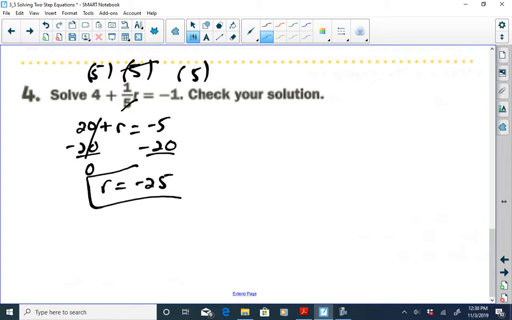Alright? So the bottom line here is, guys, make sure you first recognize the operations in the problem, in the equation, and then you're going to use the inverse of those operations to find the solution.